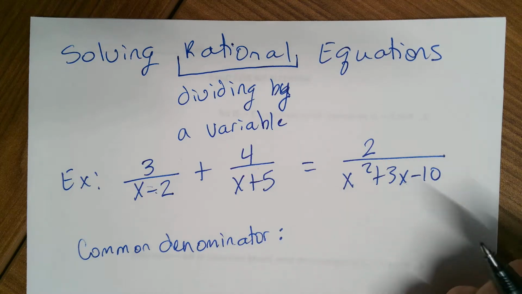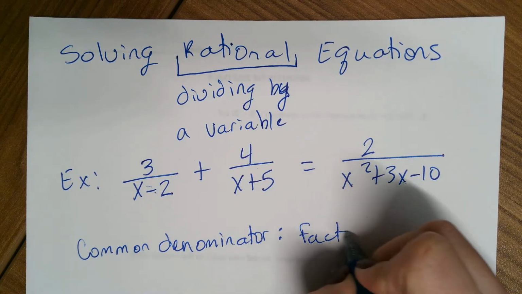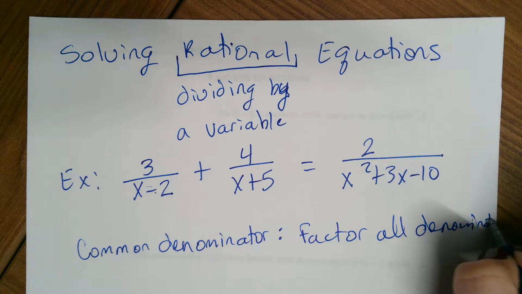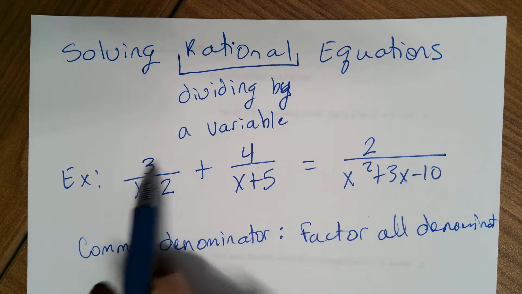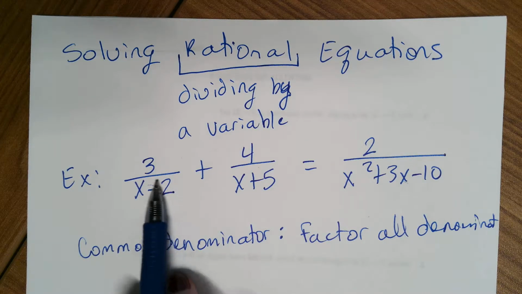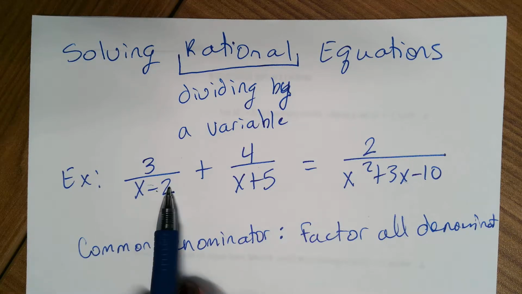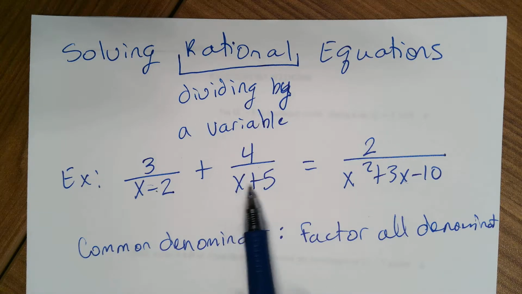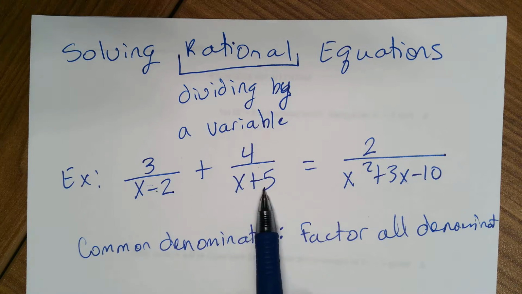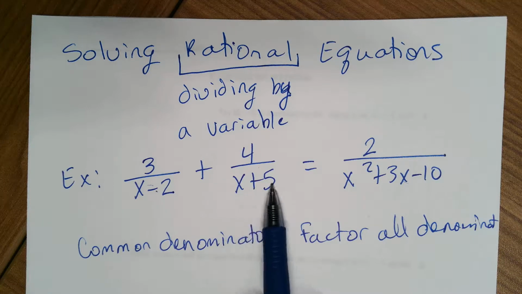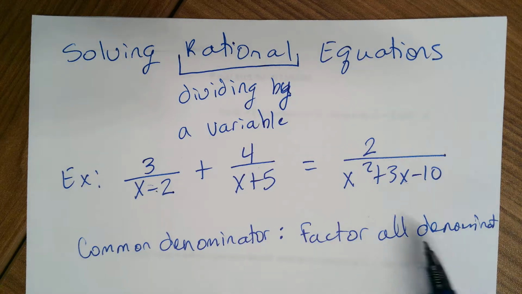So in finding your common denominator, you need to factor all the denominators to see what they're made of. So my first denominator is x minus 2. It's linear. Both terms have nothing in common, so we'd say this is prime, or it's fully factored. Likewise here with x plus 5, it's linear. The two terms in this denominator have nothing in common, so it's fully factored, or prime.